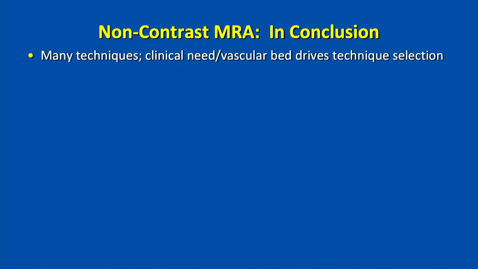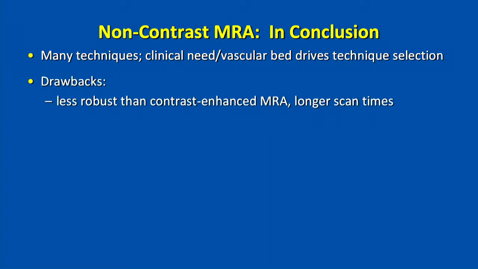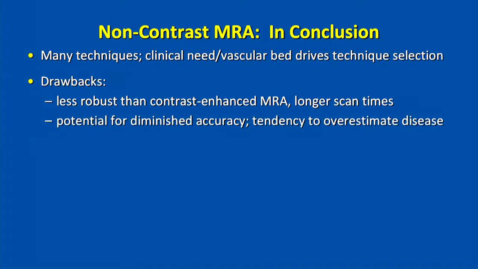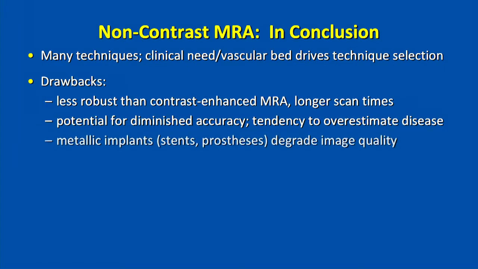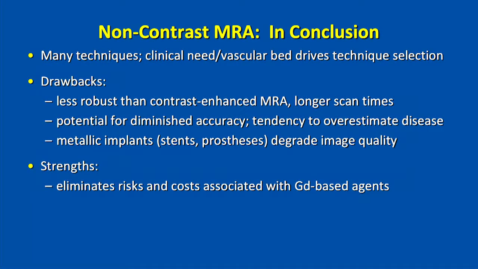So in conclusion, there are many techniques. Largely, the clinical need and the vascular bed of interest drives the technique that's selected. Non-contrast MRA does have some drawbacks. It's less robust than contrast-enhanced MRA. It has longer scan times. There's potential for diminished accuracy historically and a tendency to overestimate disease, although with some of the newer approaches, this drawback is being addressed. Metallic implants also degrade image quality, although these can be ameliorated with the use of flash readouts.